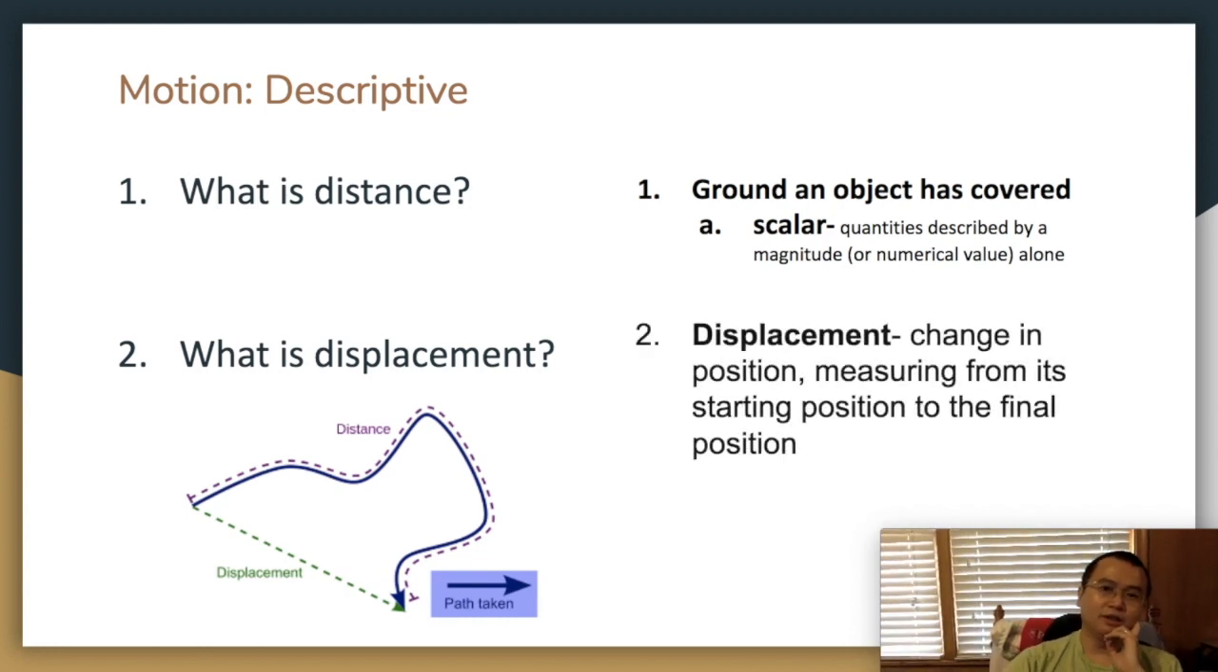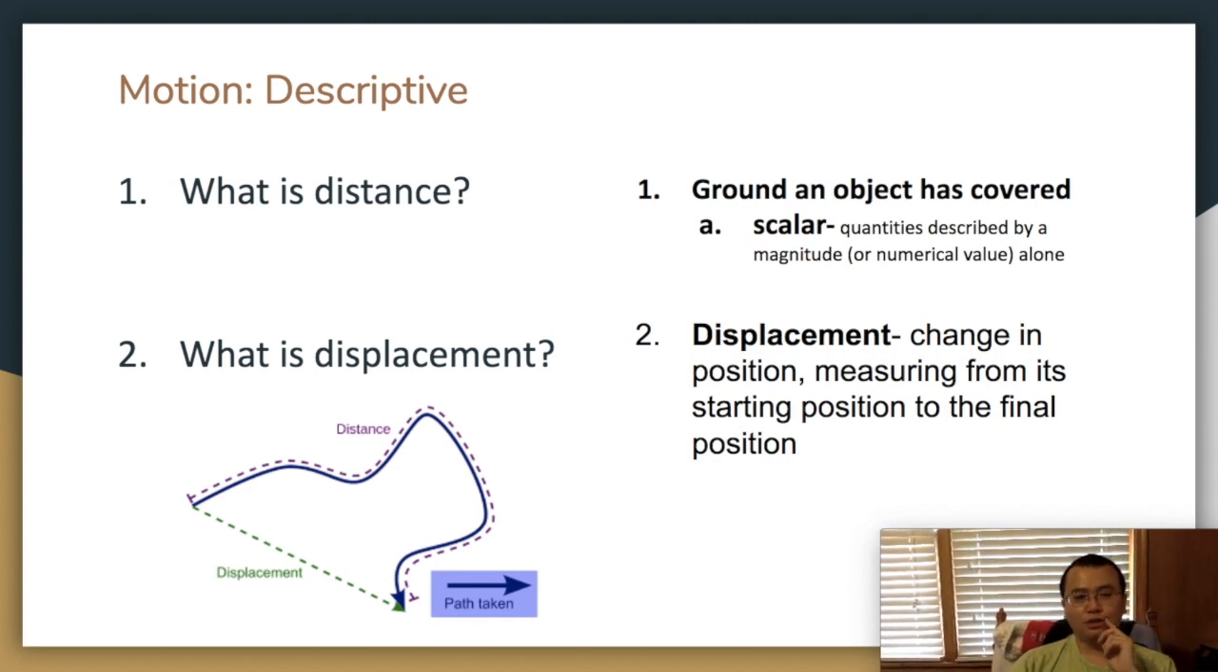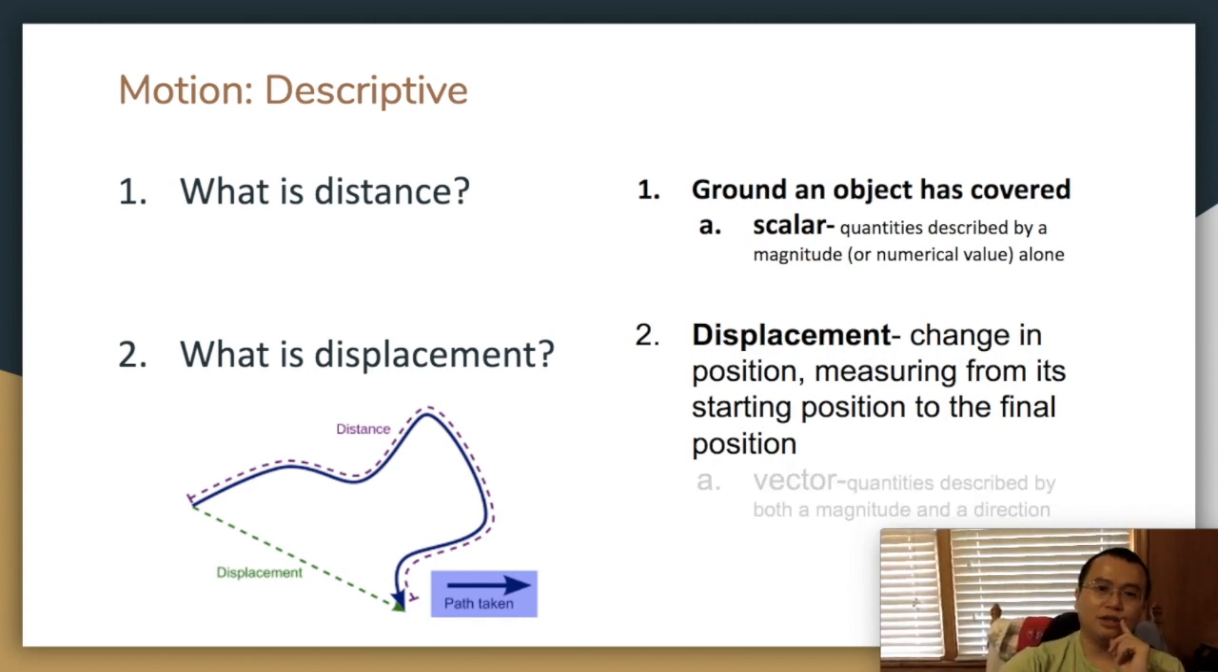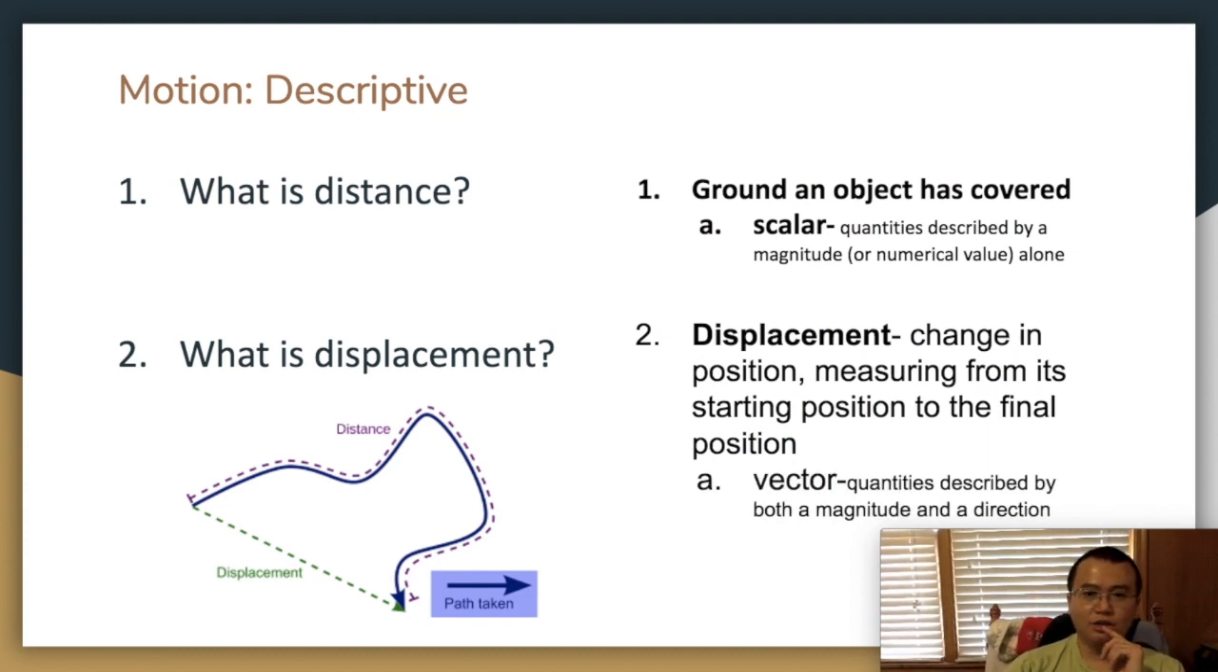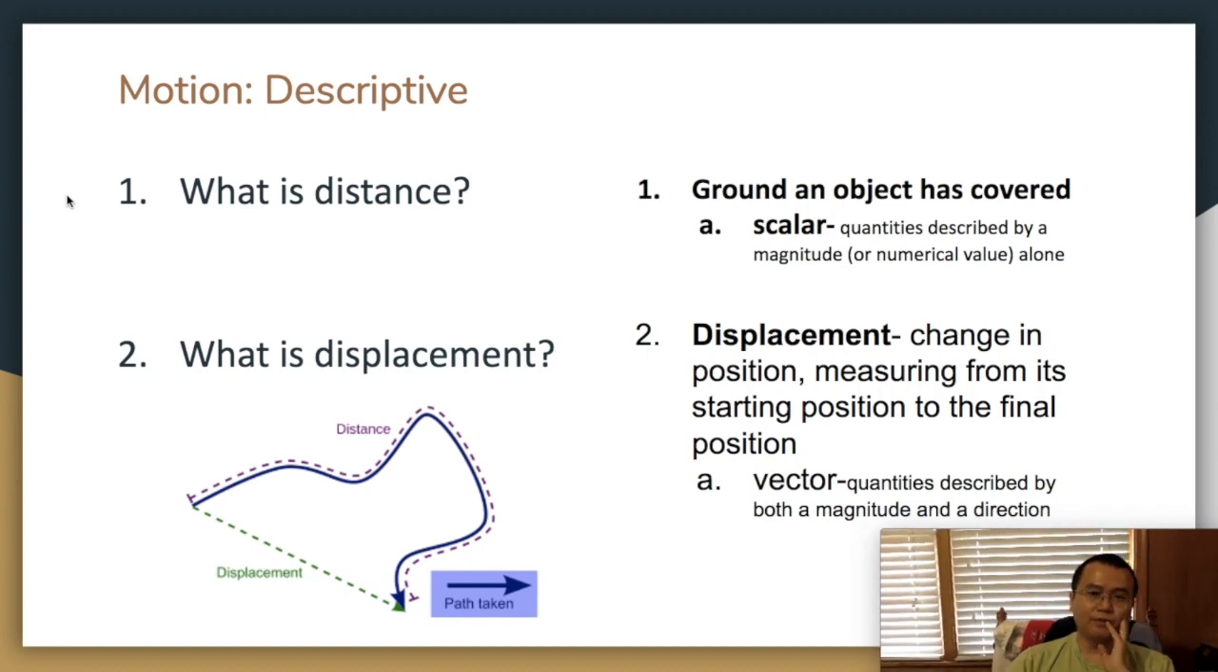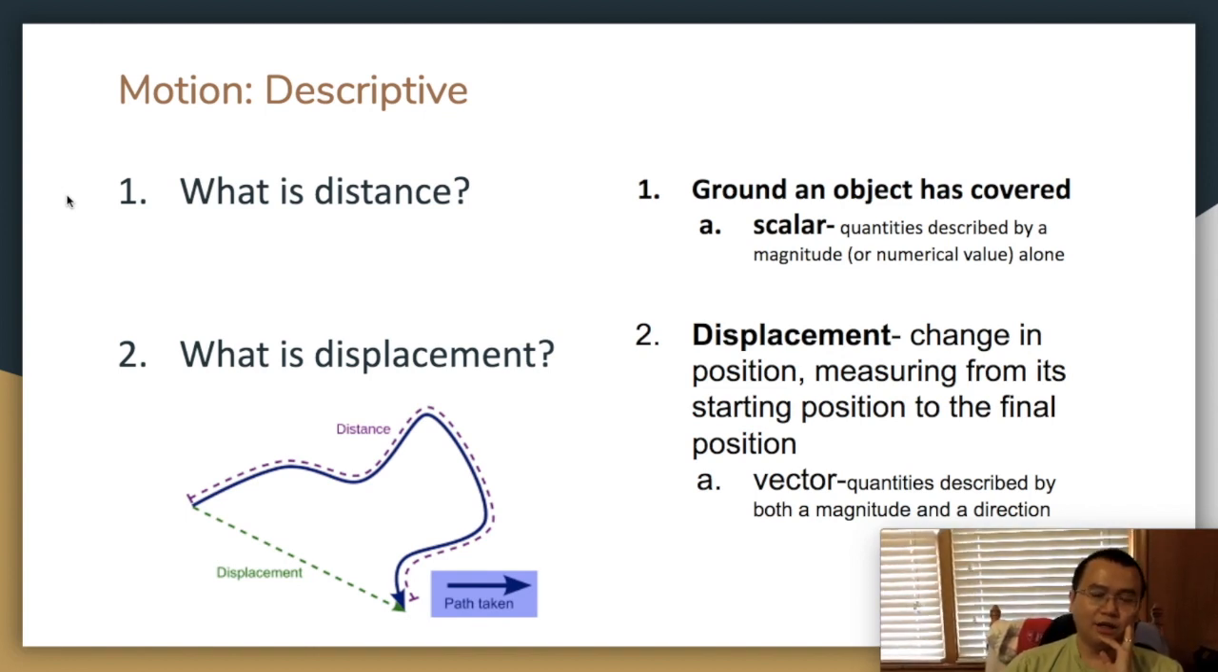Displacement is a change in position measured from the starting position to the final position. And displacement is a vector because it describes both the magnitude and direction. Look at the figure to the left here, you'll see the difference between distance and displacement. Imagine you have a monkey and that monkey takes 5 steps north and then 5 steps south.